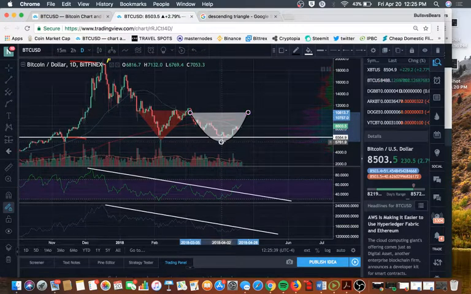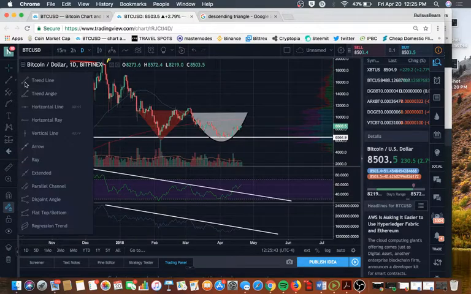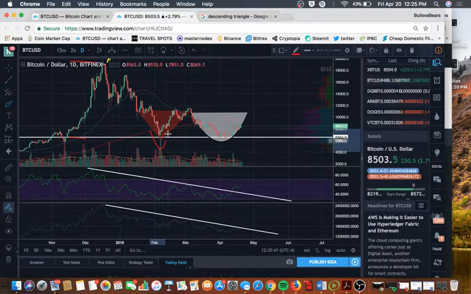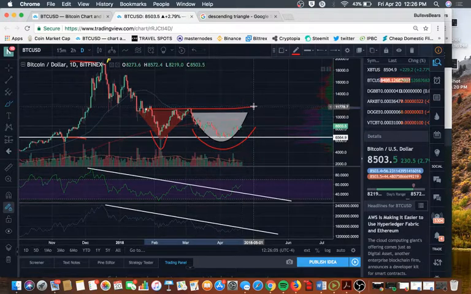And so the whole idea with the Adam and Eve double bottom is this really sharp bottom, like we got the first time. So a sharp V bottom, and then a little bit more of a curved, semicircular type bottom on the next one. And this is a really well-known pattern, and currently it looks like Bitcoin is following it to a T. We'll see. This is the level right here that needs to be broken.